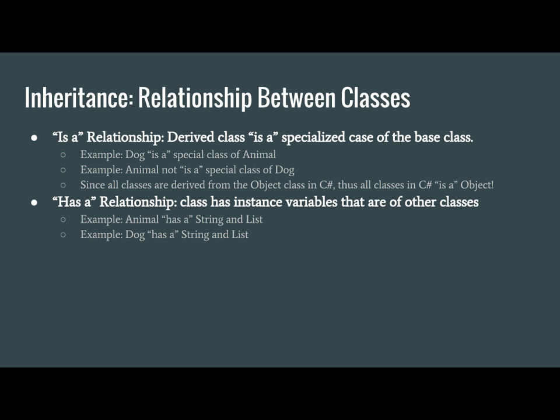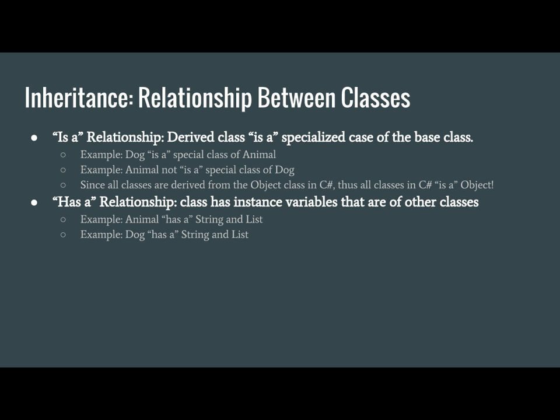Because all classes in C# are derived from the class called object, it's safe to say that every class in C# except object is an object. There's another relationship called has-a relation.